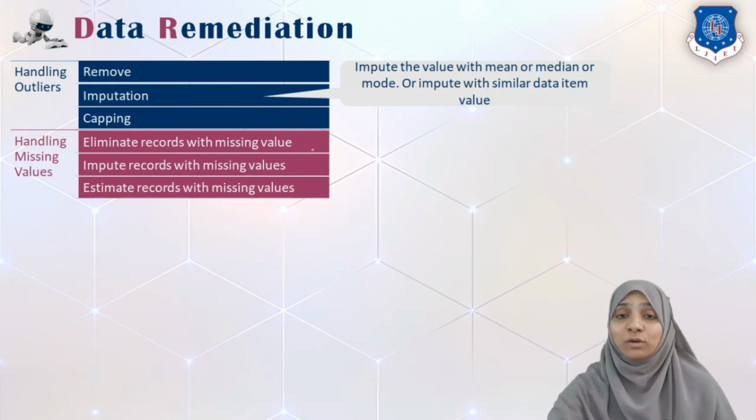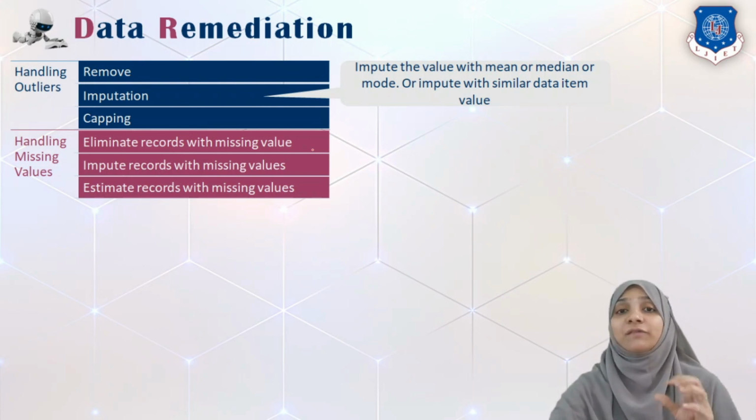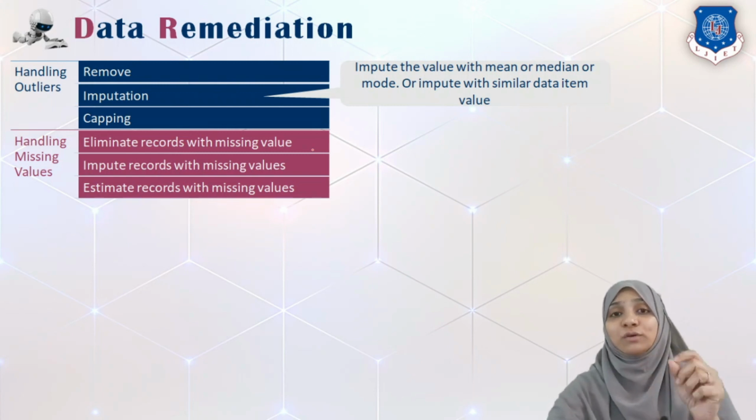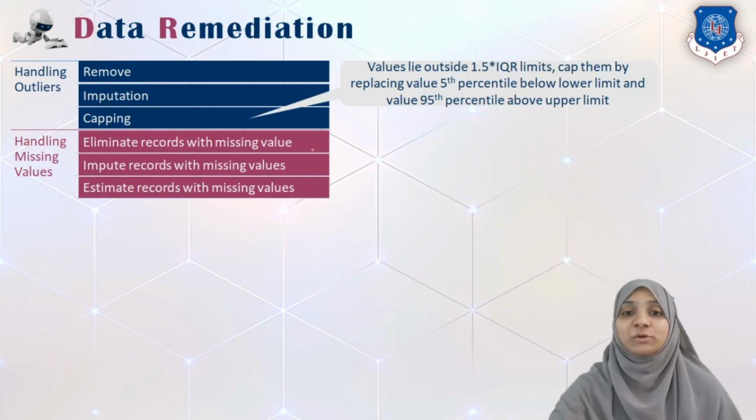But it is not always advisable to remove outliers from your system. We can also impute them. Imputation means you can find out the mean or median of a complete data set, or a data set with some similar values, and instead of those outliers, you can replace those values with the mean or median. That is called imputation.